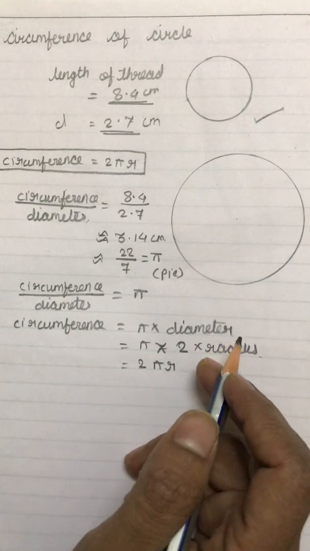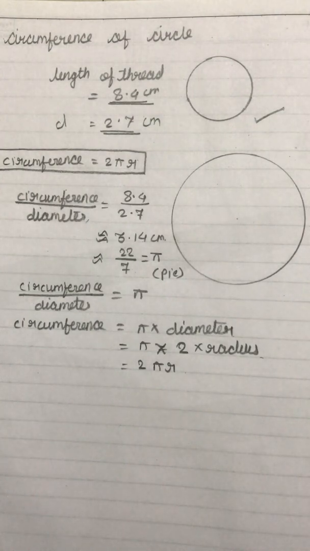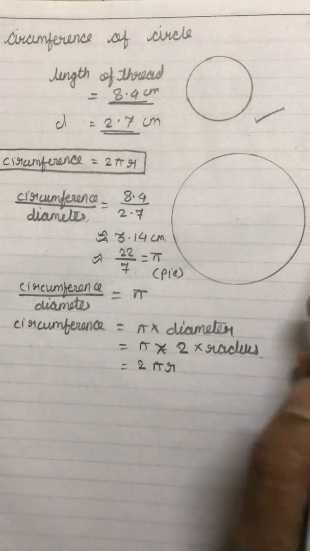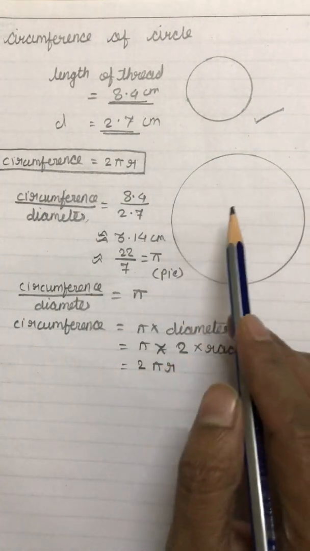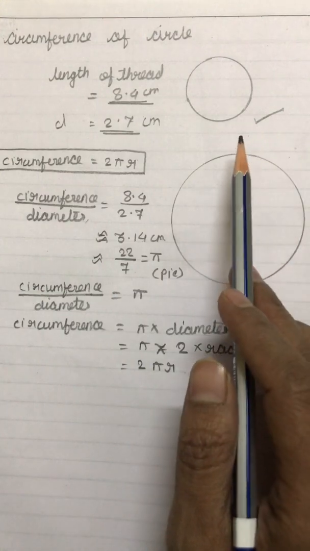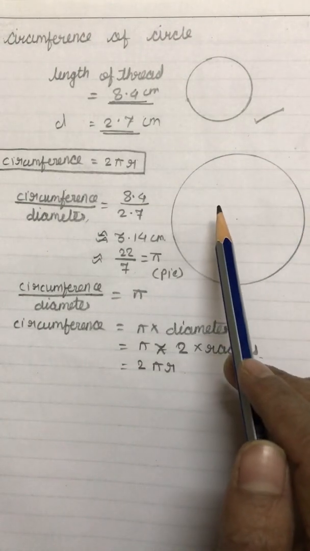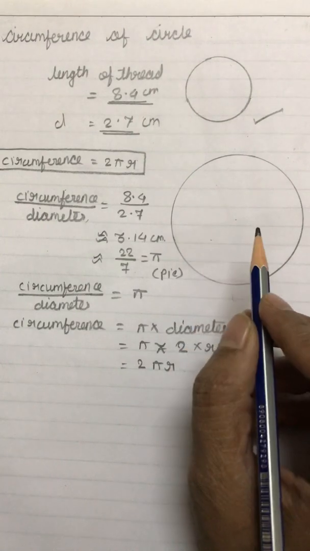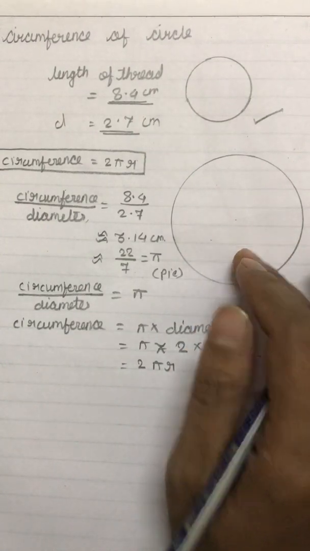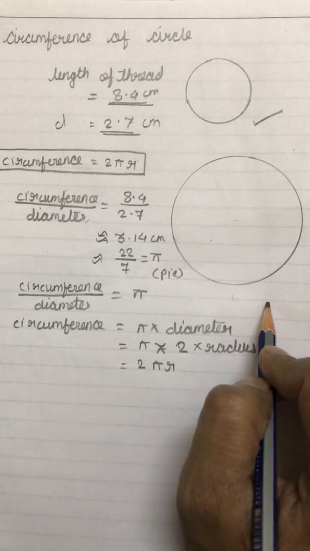Now the next thing is the interior and the exterior of the circle. It is very easy. Interior means the internal part. The area covered by this boundary will be the interior part. Exterior means the area outside this boundary. If any point is present inside the circle, you will say it is in the interior of the circle. If any point is present outside the circle, you will say it is in the exterior of the circle.